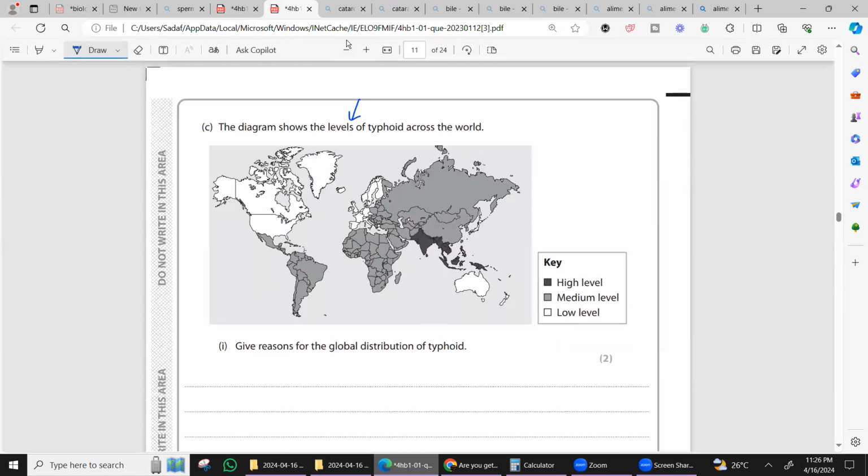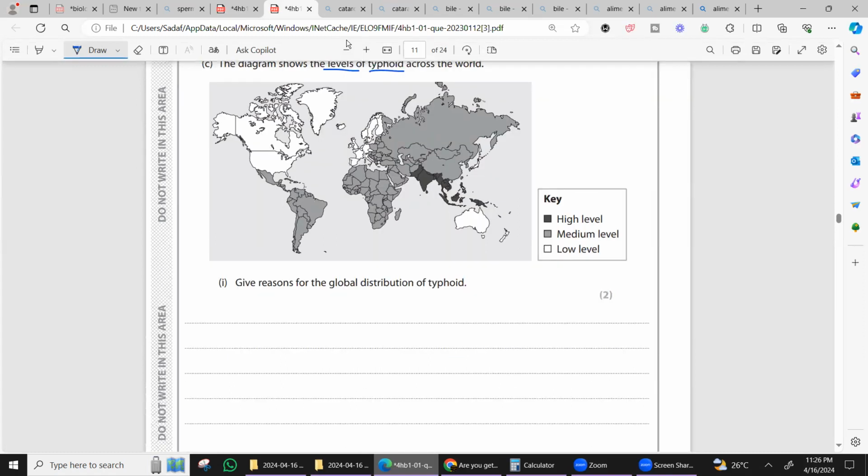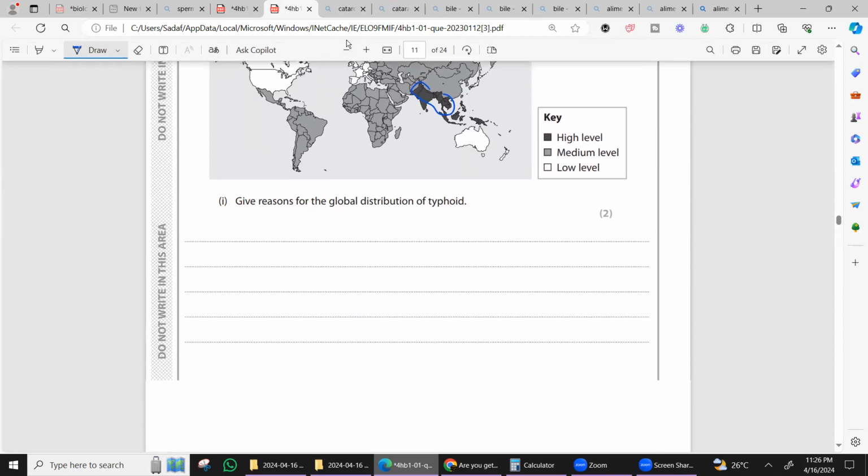Question number C. The diagram shows the levels of typhoid across the world. They are showing you the darker region and the lighter and the whiter region. So key is showing you darker one is high level of typhoid, medium level and low level. Give reasons for the global distribution of typhoid.